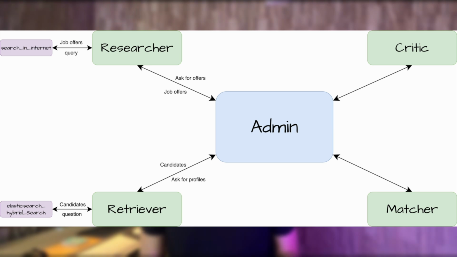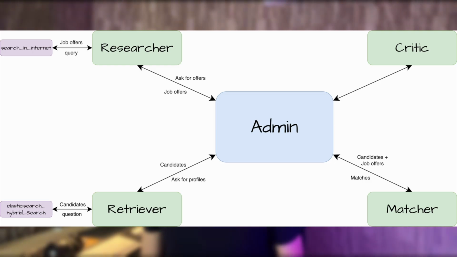In this case, the results will be candidates. The matcher will have the job of matching offers and candidates in a suitable way. Finally, the critic agent will verify the accuracy of the job offer candidate matches. This agent will send a signal to the admin if the whole process is fine, and the admin has the power to end the process.